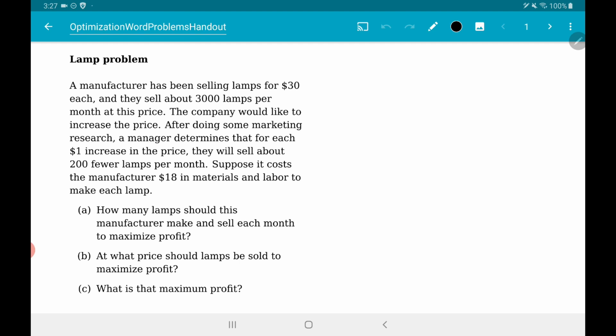Suppose it costs the manufacturer $18 in materials and labor to make each lamp. How many lamps should this manufacturer make and sell each month to maximize profit? At what price should lamps be sold to maximize profit? And what is that maximum profit? So in short, this is about tuning a business to the point that the profit is maximized.